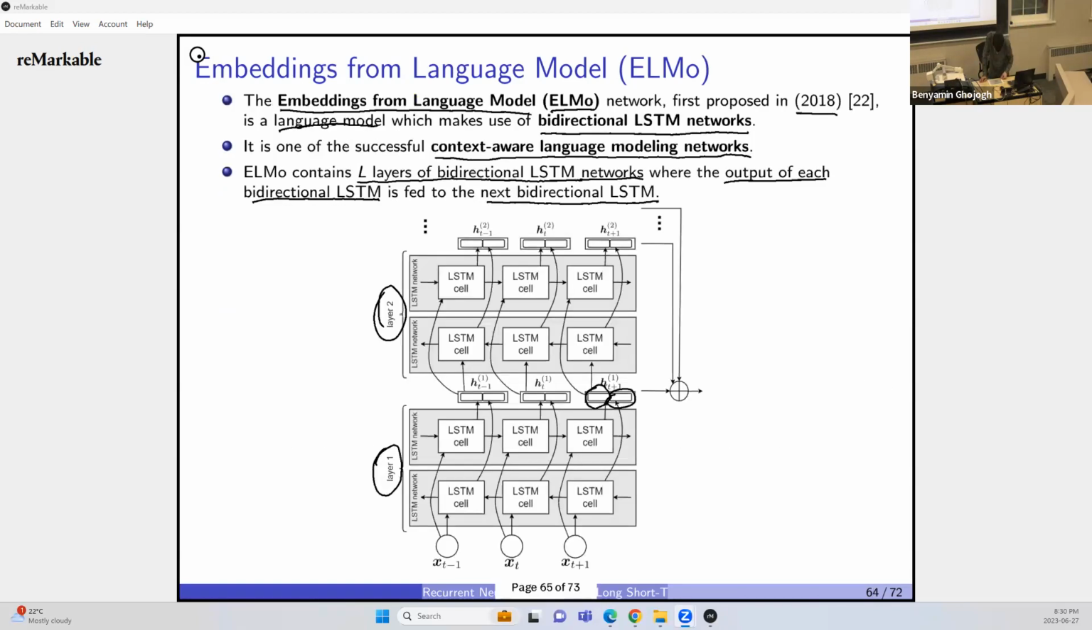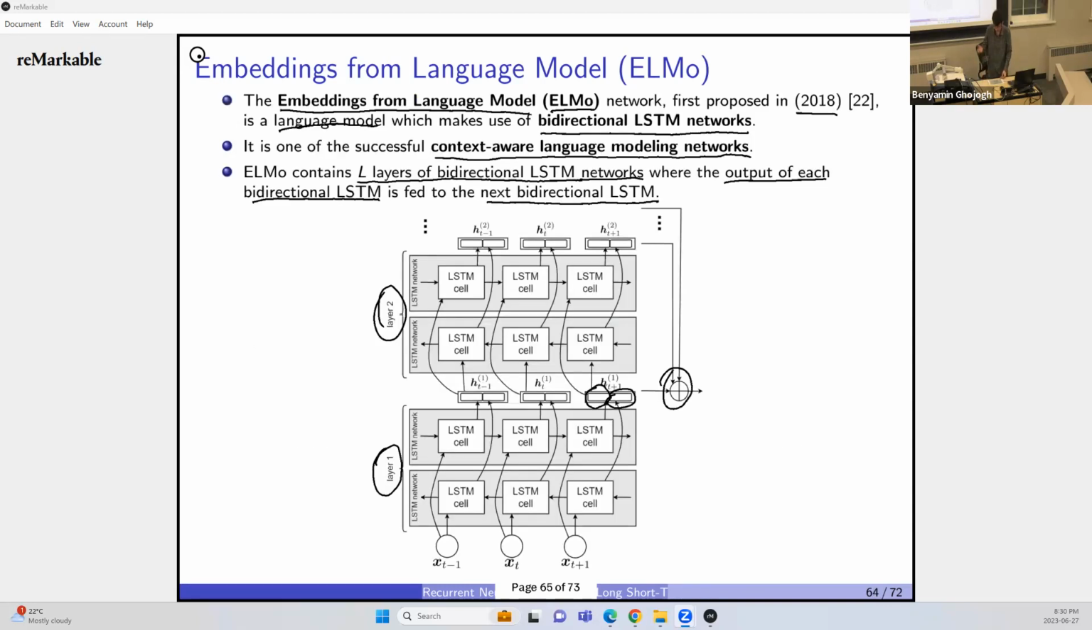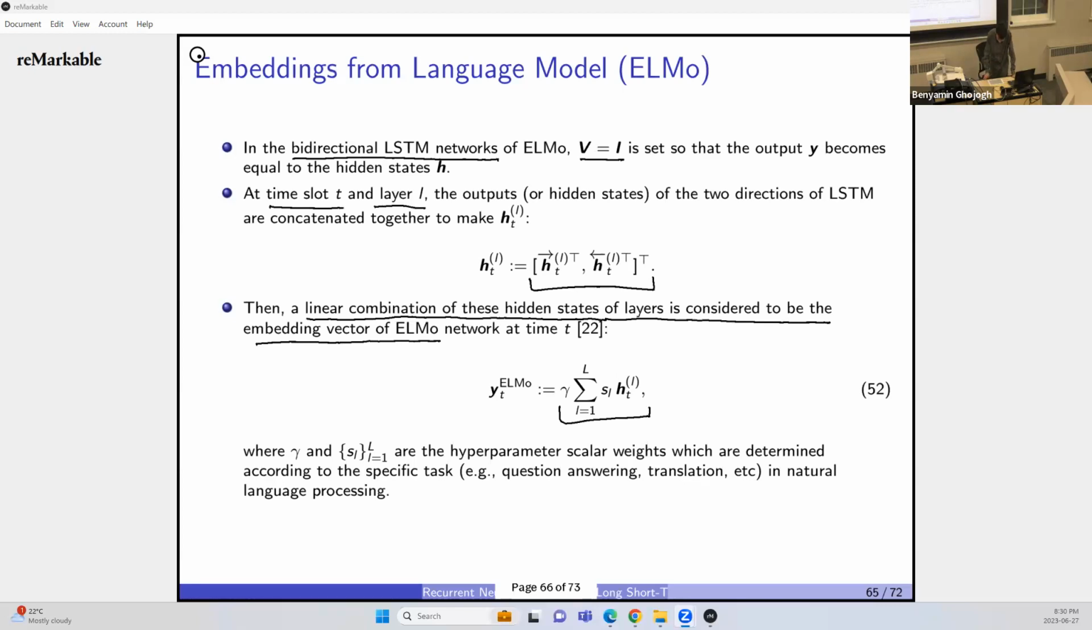They concatenate them. Then a linear combination of these hidden states of layers is considered to be the embedding vector of ELMo. As I said, we have a linear combination of the outputs, where outputs are equal to hidden states here. And here it is. These gamma and s_l, we have L of them, right? These are the hyperparameter scalar weights, which can be determined for a specific task. It depends on our task.